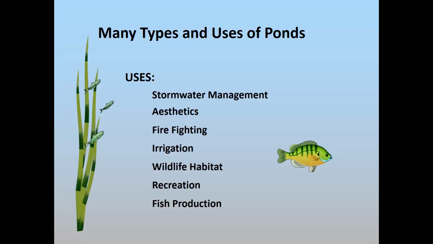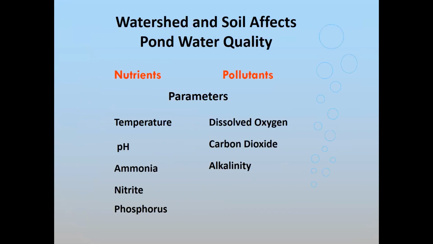So there's lots of different types of ponds and they're used for lots of different things: recreation, fish production, stormwater management or sediment control. There's irrigation, firefighting, etc. And it's important to understand that a pond is an ecosystem. And part of that ecosystem is the pond's watershed, or the land area that drains into that pond.